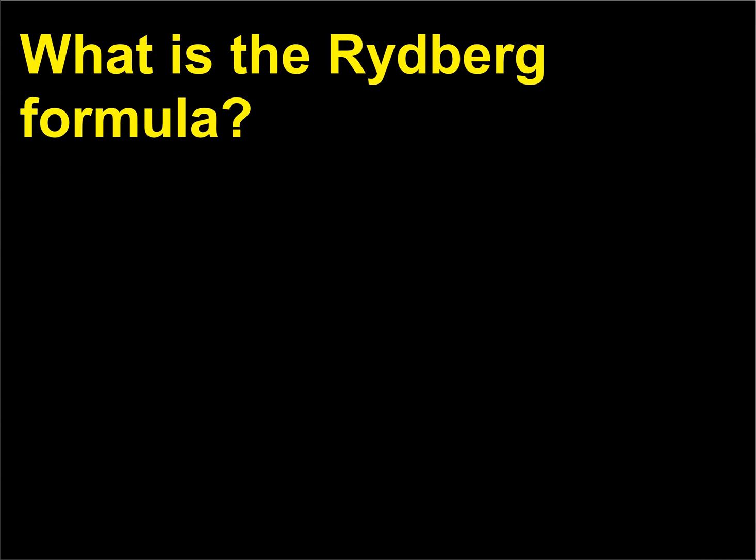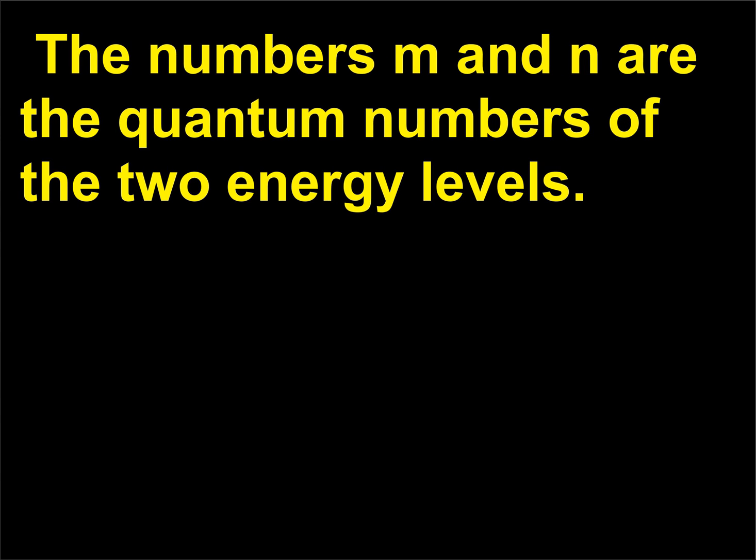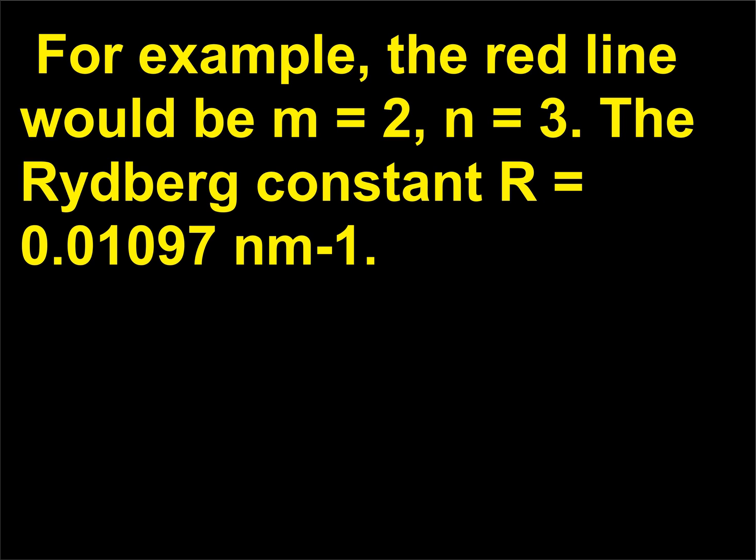What is the Rydberg formula? The wavelength of the emitted radiation from a hydrogen atom is given by 1/λ equals R(1/m² minus 1/n²). The numbers m and n are the quantum numbers of the two energy levels. For example, the red line would be m equals 2, n equals 3. The Rydberg constant R equals 0.01097 nm⁻¹.